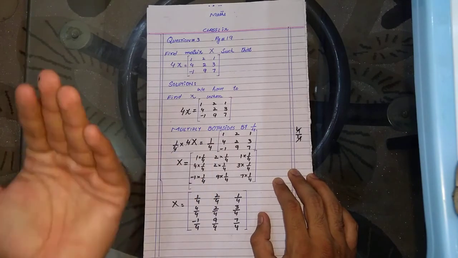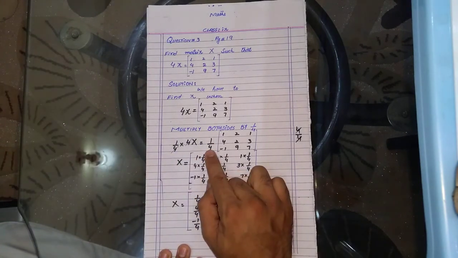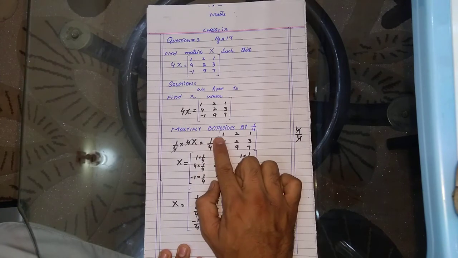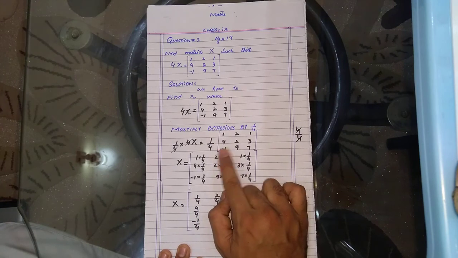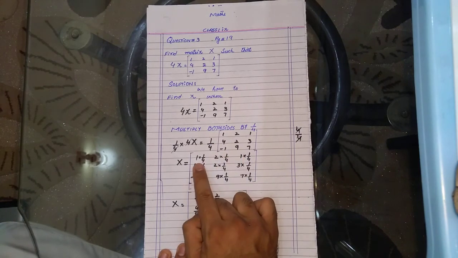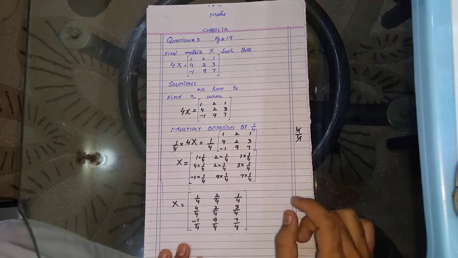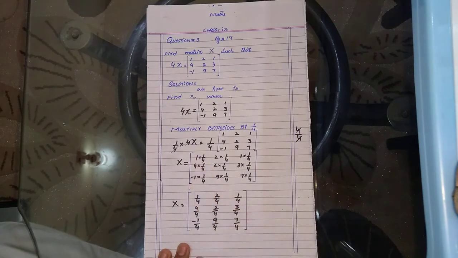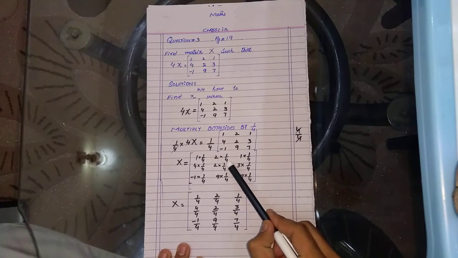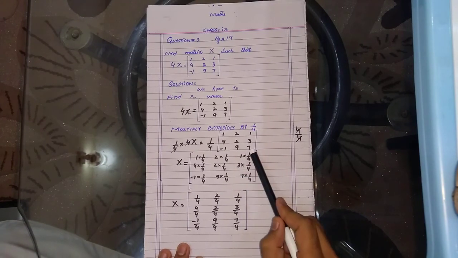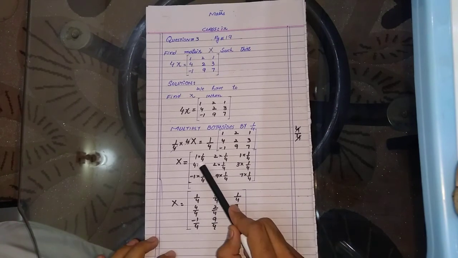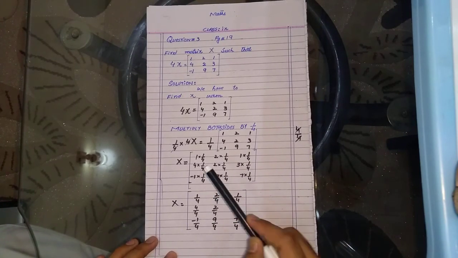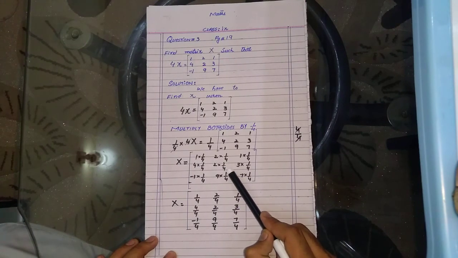Now step 2. It means that multiply this 1 over 4 with 1, with 2, with 1, with 4, with 2, with 3, with minus 1, with 9, with 7, same as it is. Now look, 1 ones are 1 divided by 4. 2 ones are 2 divided by 4. 1 ones are 1 divided by 4. 4 ones are 4 divided by 4. 2 ones are 2 divided by 4.